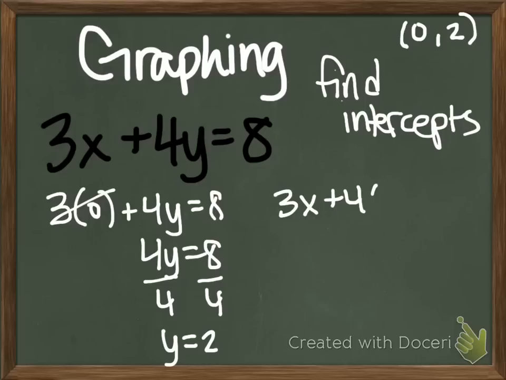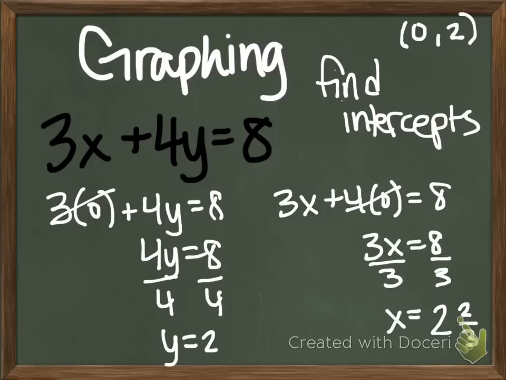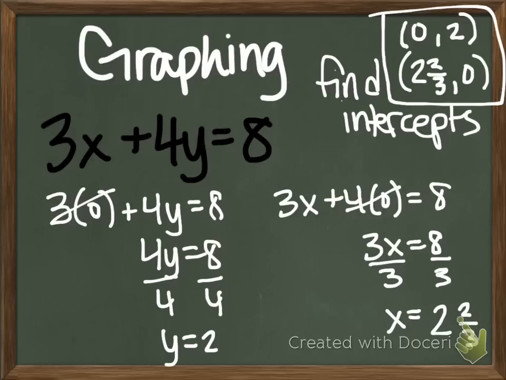And then you would substitute 0 for the y, solve for x, and you would get 2 2/3, 0. And that's a little bit about standard form.